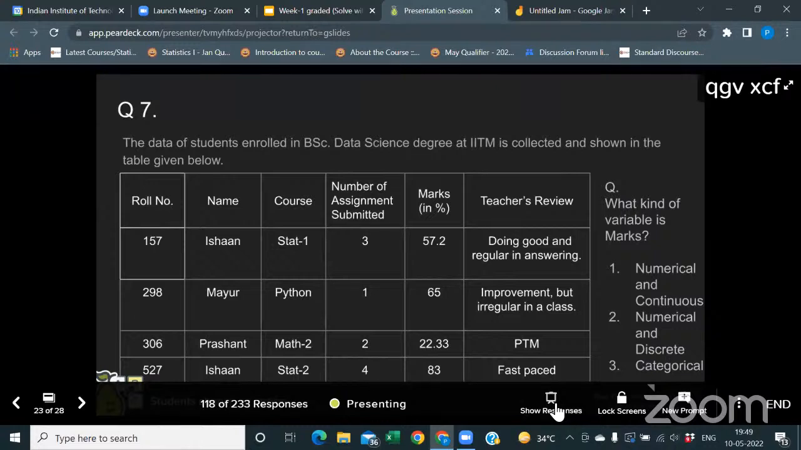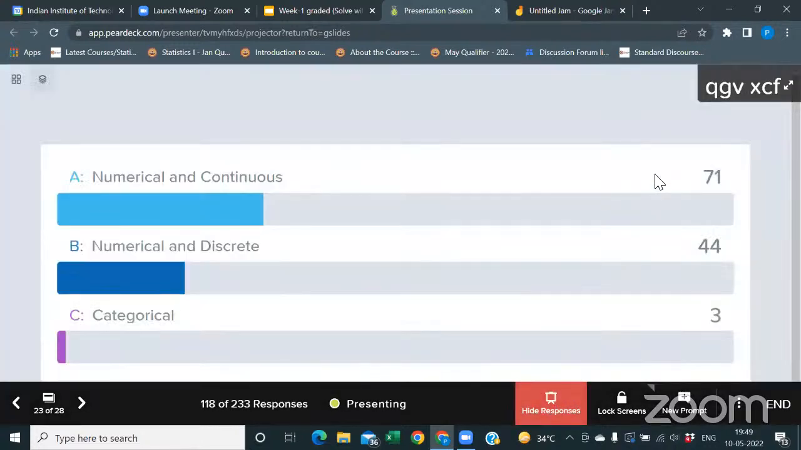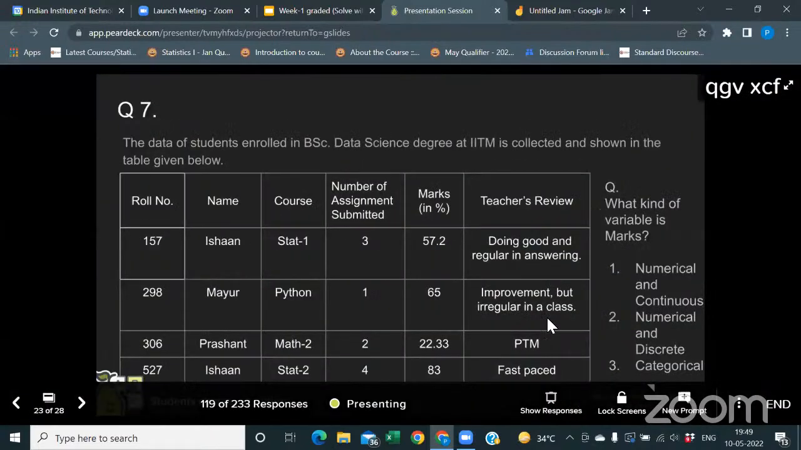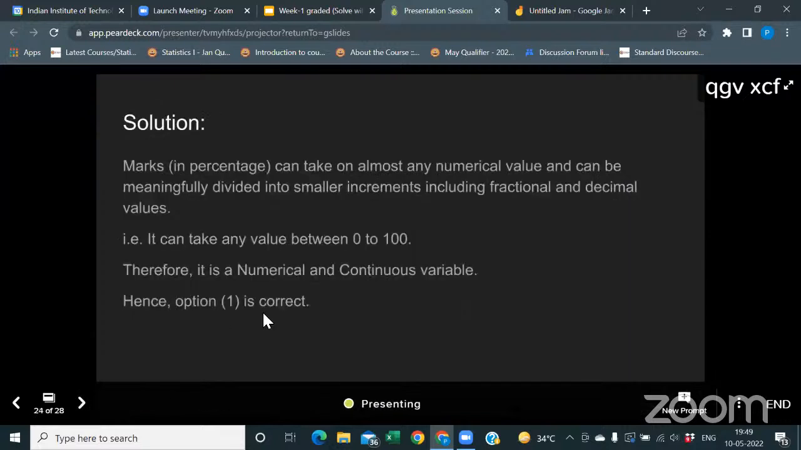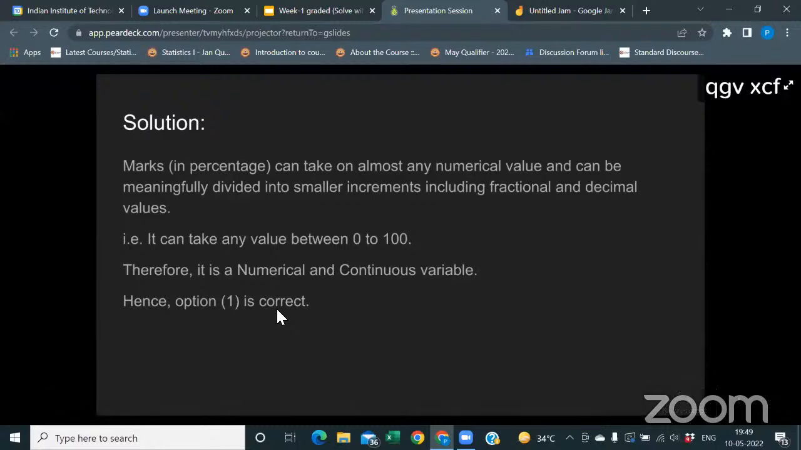Let me see the responses from your side. 71 people are saying numerical and continuous. Yes, that is the correct answer. Because marks in percentage can take almost any numerical value, and can be meaningfully divided into smaller increments, including fractional and decimal values. For example, marks in percentage can take any value between 0 and 100.